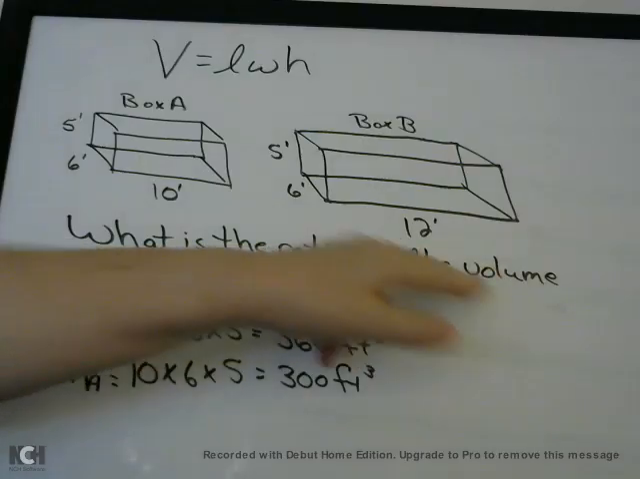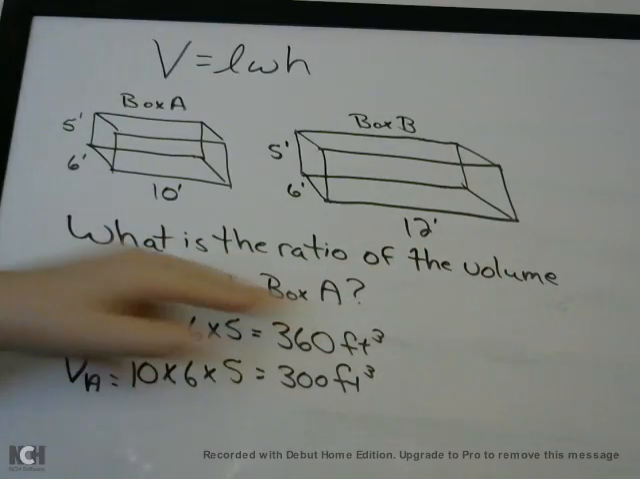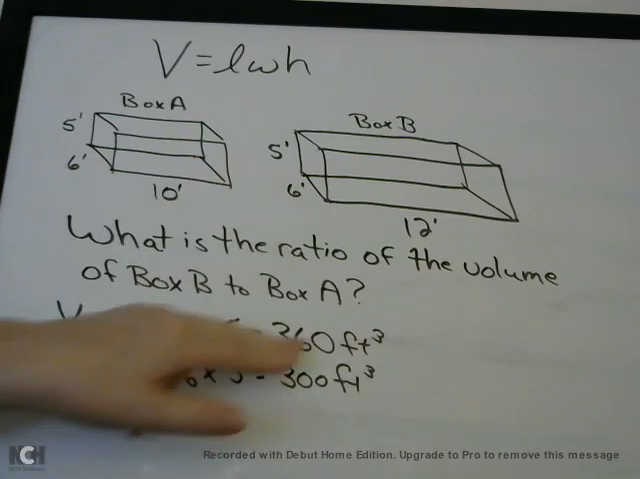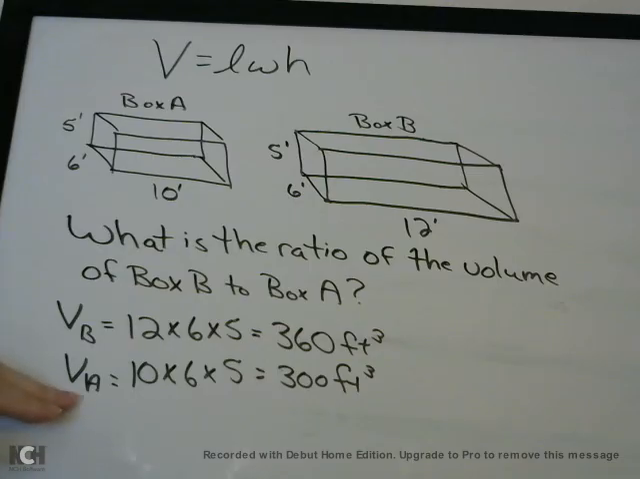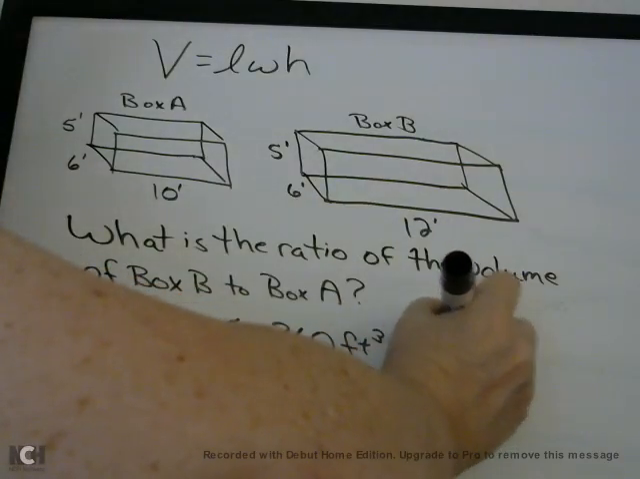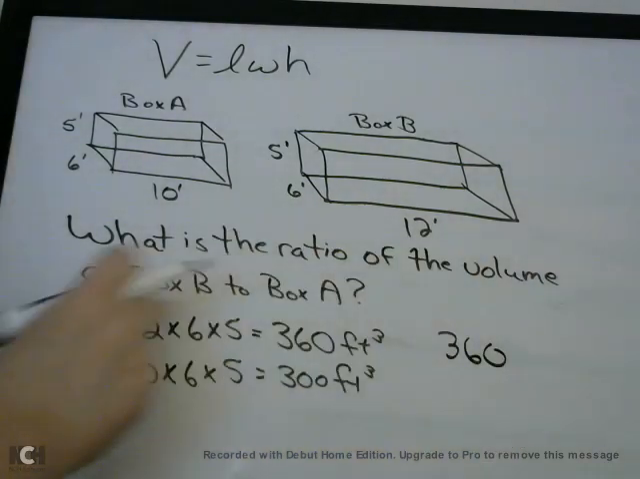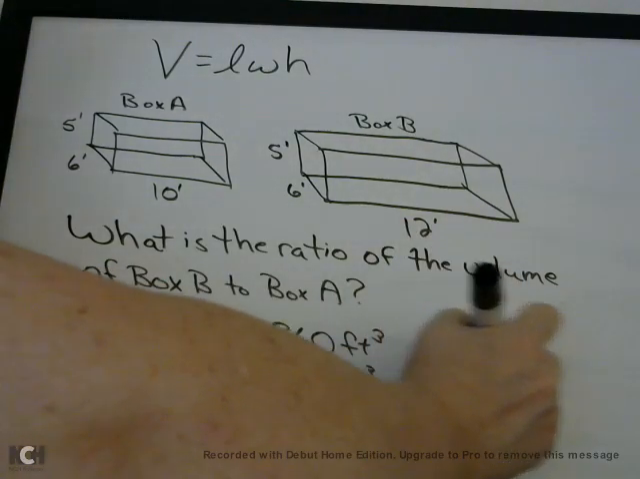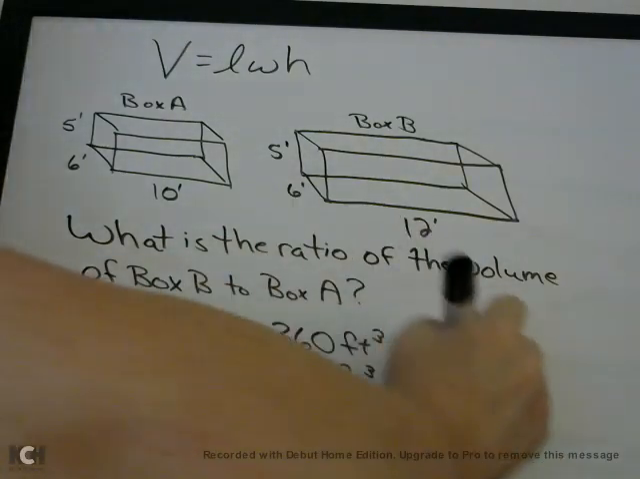Well, of course, we need to find the volume of box B and the volume of box A. Volume of box B, length times width times height. You get 360 feet cubed. Volume of box A, length times width times height, 300 feet cubed. What is the ratio of the two volumes? So in order to write a ratio, you can either do that as a fraction or with a colon. We're going to write it as a fraction first. So the ratio of volume of box B, well, the volume is 360 over the volume of box A, which is 300.